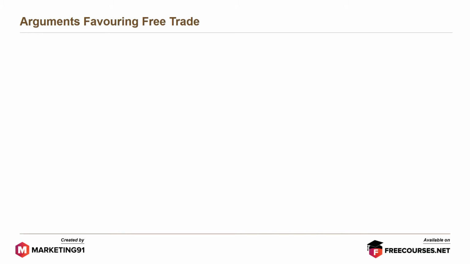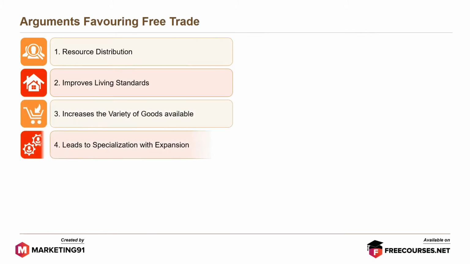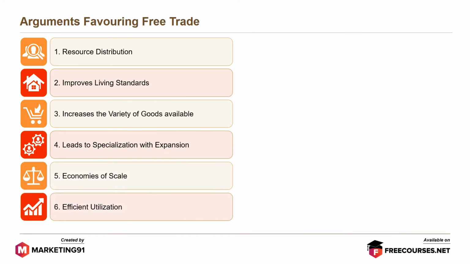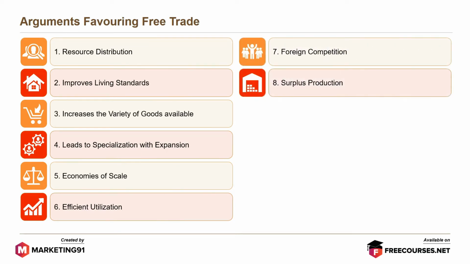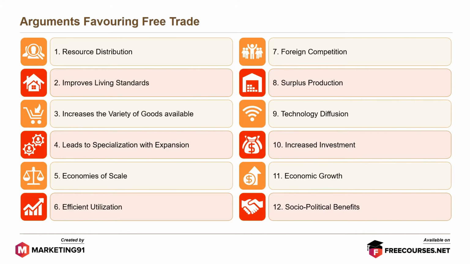Arguments favoring free trade are: resource distribution, improves living standards, increases the variety of goods available, leads to specialization with expansion, economies of scale, efficient utilization, foreign competition, surplus production, technology diffusion, increased investment, economic growth, and socio-political benefits.